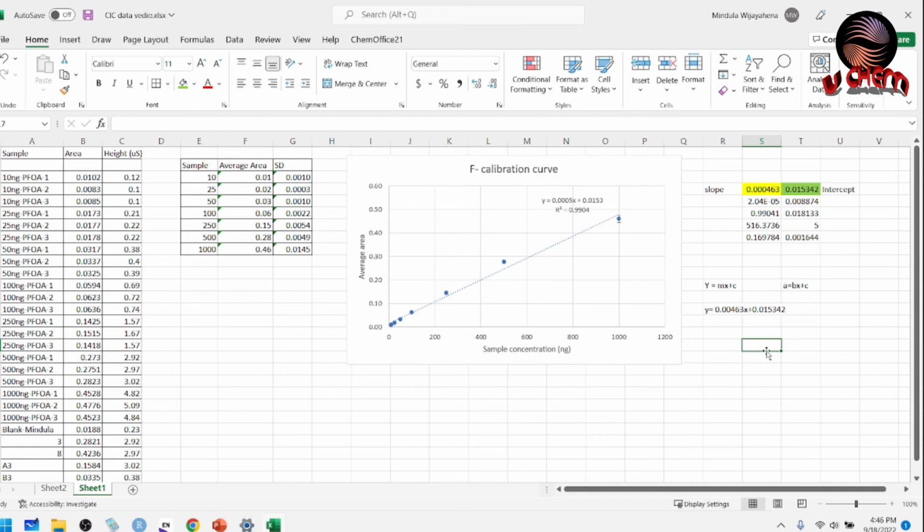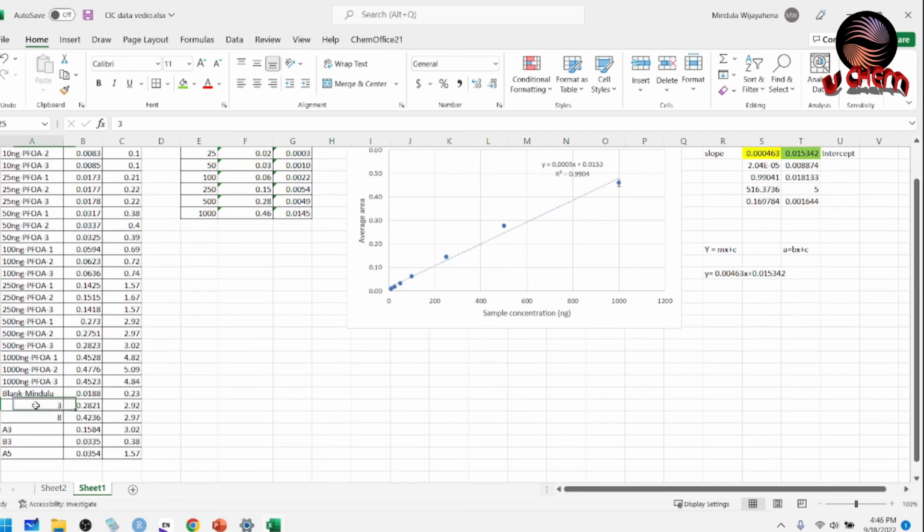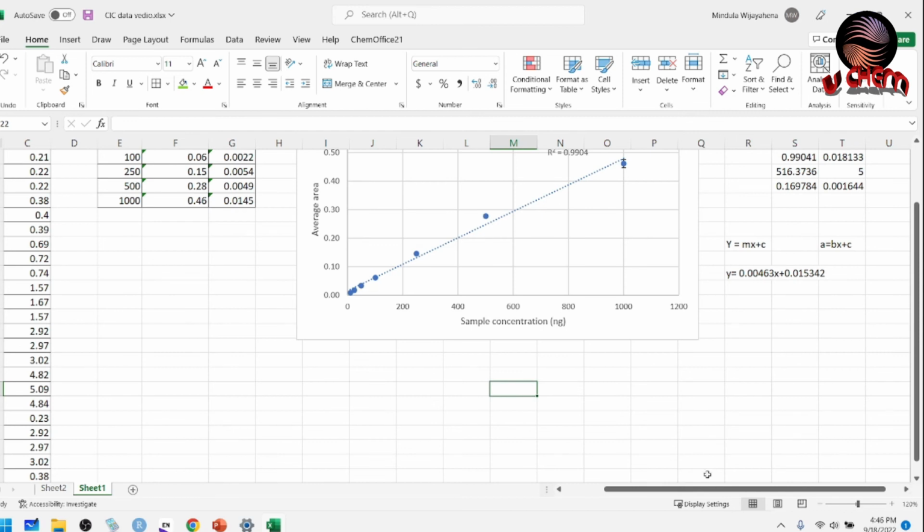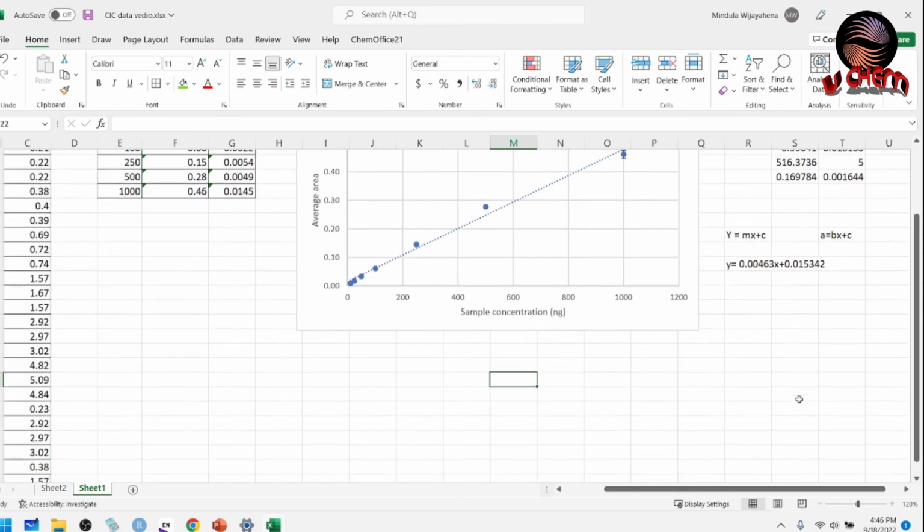Now we are actually done with the calibration curve, whatever the data we are going to obtain from the calibration curve is here. Now when we are moving to our unknown samples, what is the value we have? Y or X? Y, right? Because these are the areas, Y values. I need to find the X value. So how are you going to find the X value?